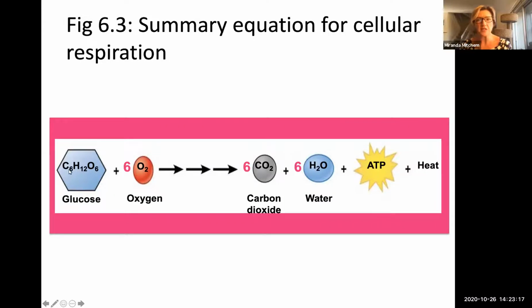Glucose has 6 carbons, 12 hydrogens, and 6 oxygens. One molecule of glucose reacts with 6 molecules of molecular oxygen, meaning that there are 2 oxygens bound together, 6 of those, through all 3 stages of cellular respiration. We will learn those 3 stages today. 6 molecules of carbon dioxide are produced, 6 molecules of water, plus energy in the form of ATP.